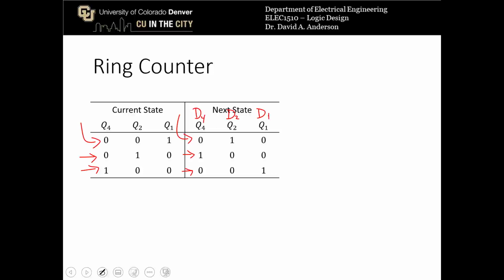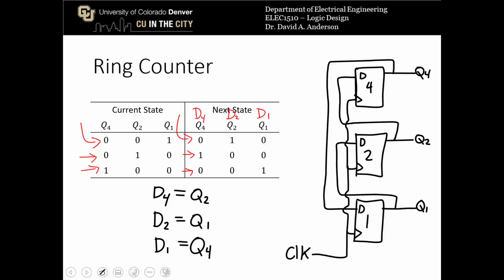And you can just compare the columns for the next states and the columns for the current states, and the assignments are fairly simple. D4 is going to be Q2, D2 is going to be Q1, and D1 is going to be Q4. That means that the counter looks like this. The only input, again, is the clock, because on every clock pulse we just rotate through to the next state, and the outputs are given here.